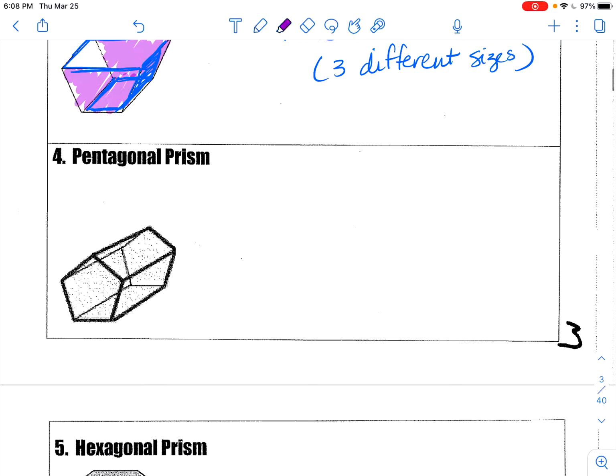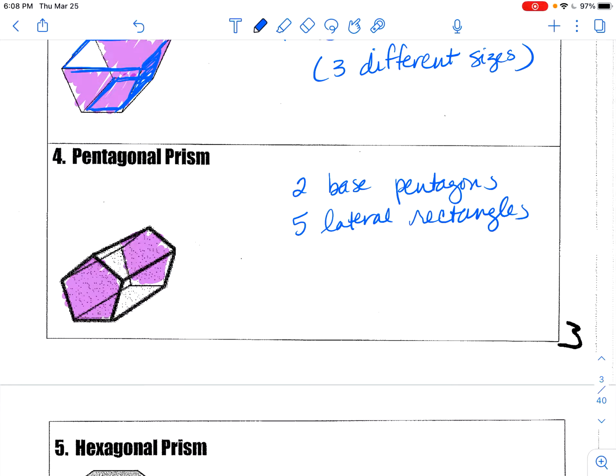In the fourth, we can see that the base, what we have two of, are the pentagons. So this is a pentagonal prism. And we have five lateral rectangles. By the way, the word lateral means sides. So like we have this one over here on the right, the one touching it on the top, so that's 1, 2. On the other side would be 3, on the back side would be 4, and on the bottom make the 5 different lateral rectangles.